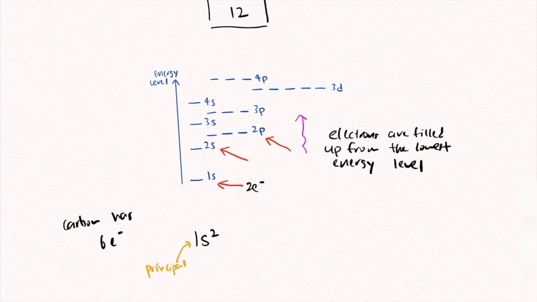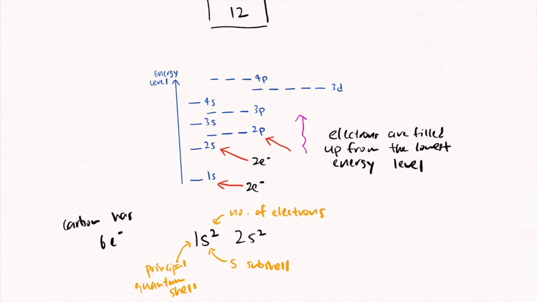1 refers to the principal quantum shell, s refers to the s subshell, and 2 refers to the number of electrons. Now, we have 4 electrons remaining. The next 2 electrons will fill up the 2s subshell, which I will write as 2s2. The final 2 electrons will now fill up the 2p subshell, which I will write as 2p2. As you can see, we have accounted for all 6 electrons.